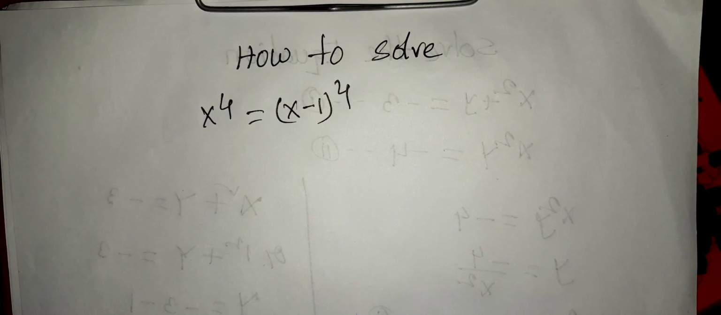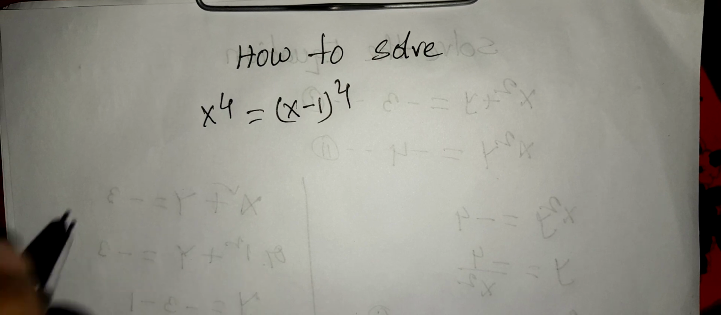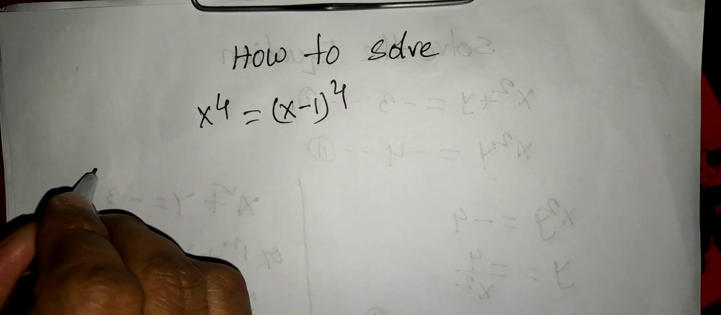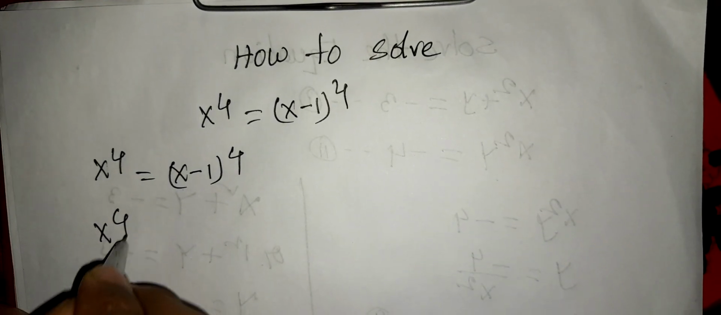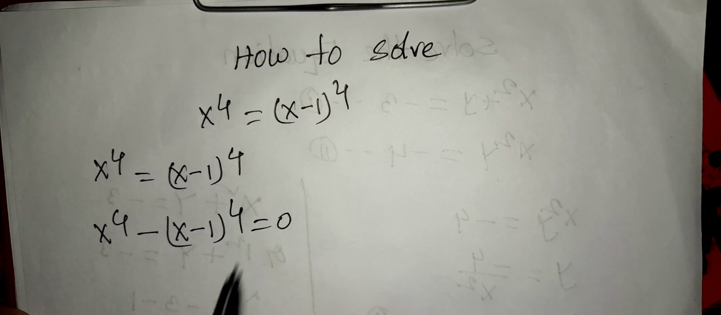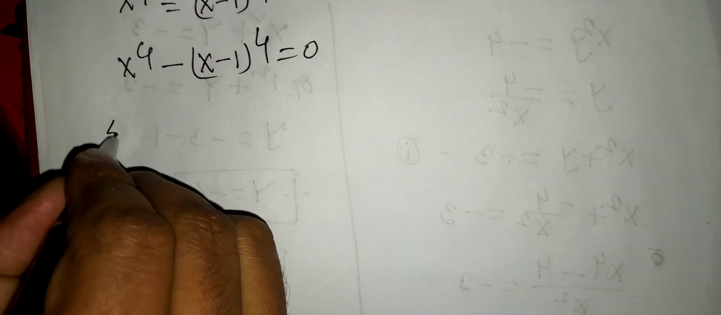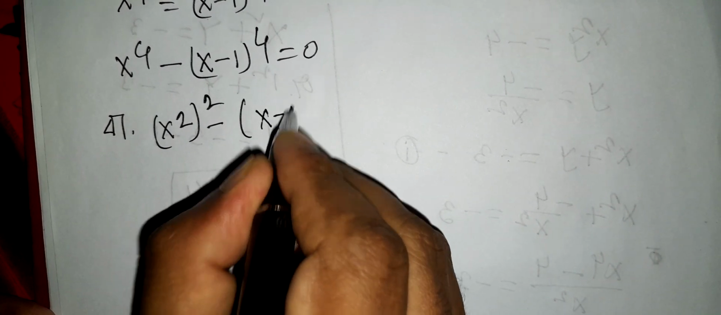In this video I solve a simple equation: how to solve x to the power 4 equals (x minus 1) to the power 4. Now we start. x to the power 4 equals (x minus 1) to the power 4. So we transfer everything to the left side, equal to 0. Now we write x square minus (x minus 1) square.